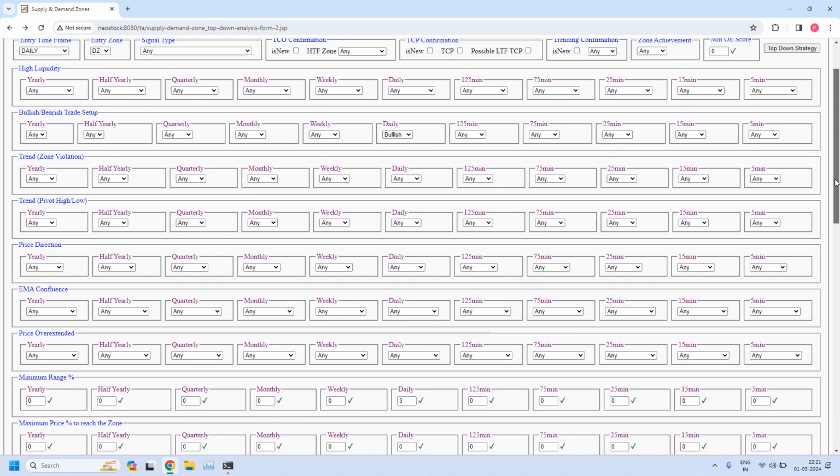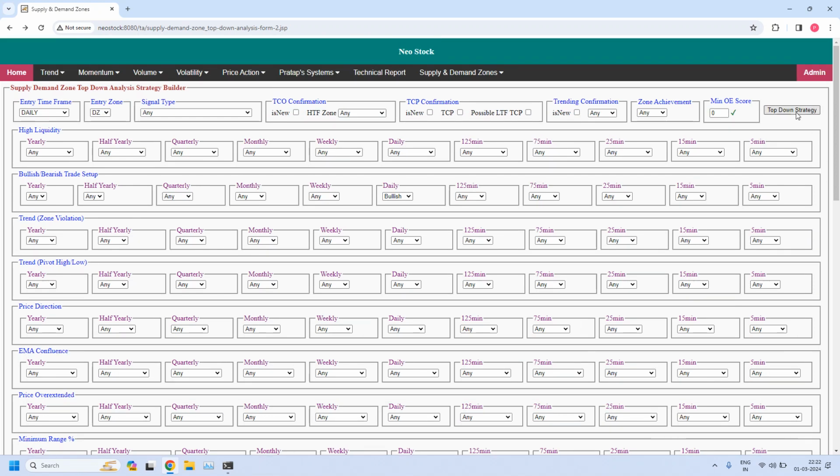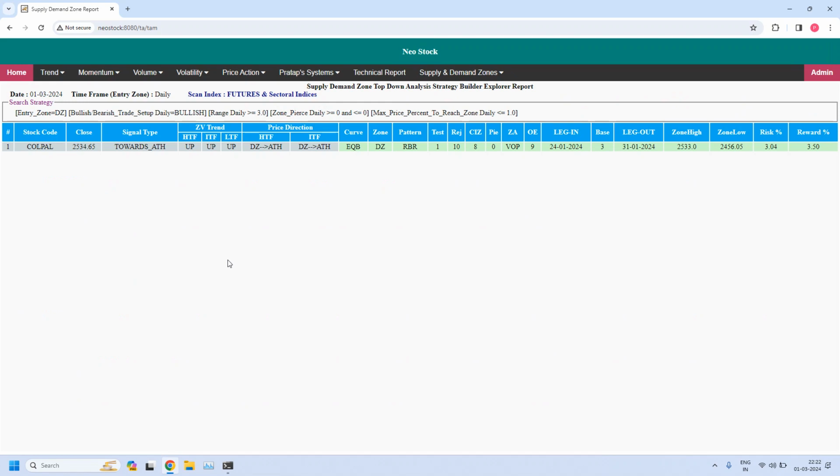There is a parameter called maximum price percent to reach the zone. That means how close the stock should be to the zone. At least 1% near to the zone. So in daily time frame, I am setting the value 1. So 1% near to the zone, how many stocks are available? Only one stock is there. Tomorrow, if the stock is down by 1%, you will get an entry.